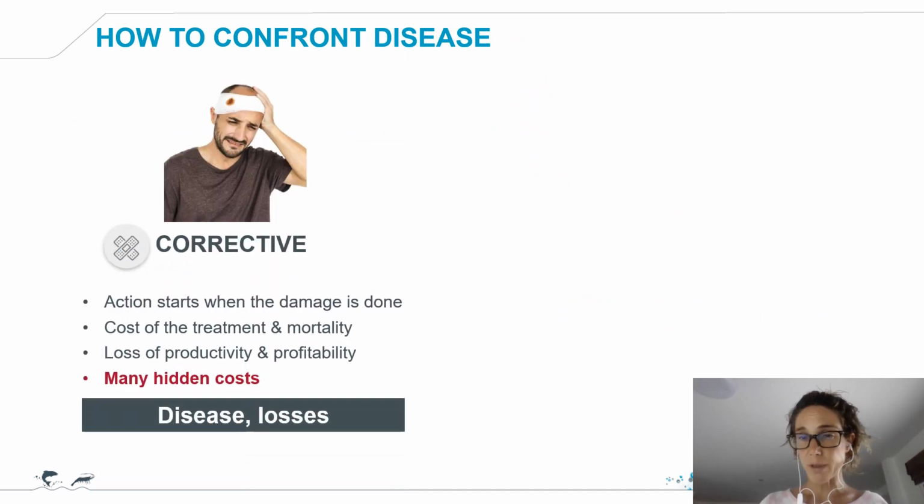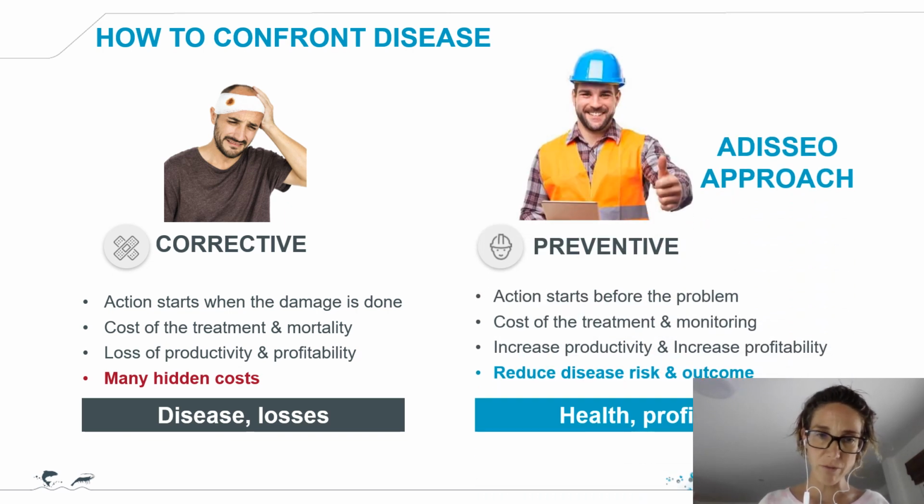So we have two possibilities to confront a disease. The corrective approach, when the action starts normally when the damage is already done, the cost of the treatment is very high, and there is an important impact on productivity and profitability derived from the mortality and the low performance. There may be hidden costs, very important hidden costs.